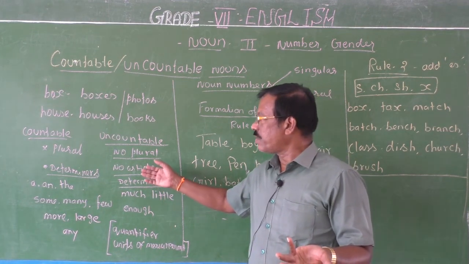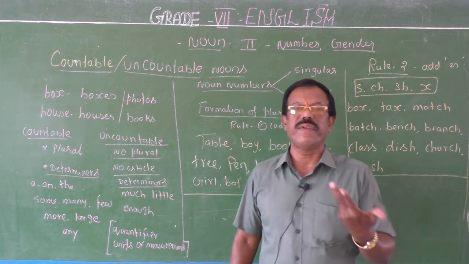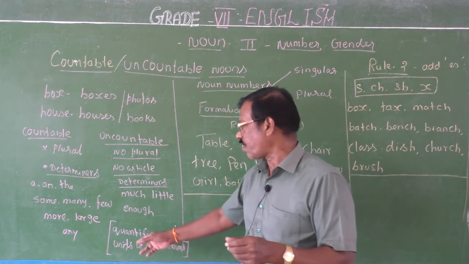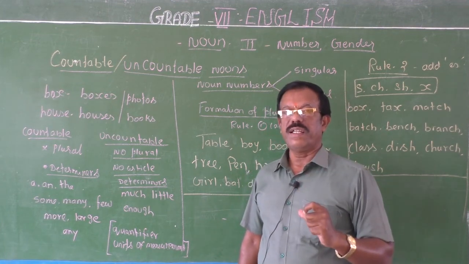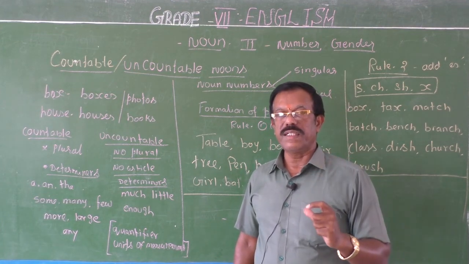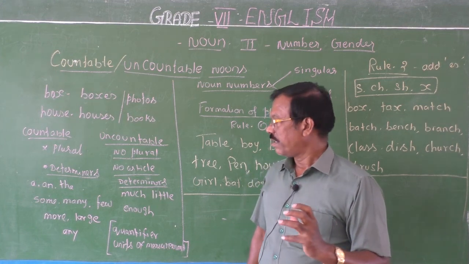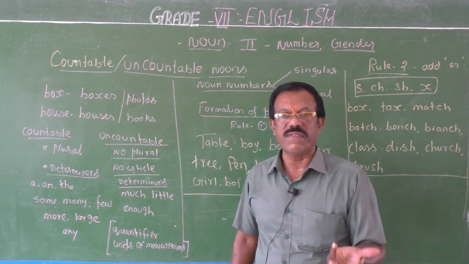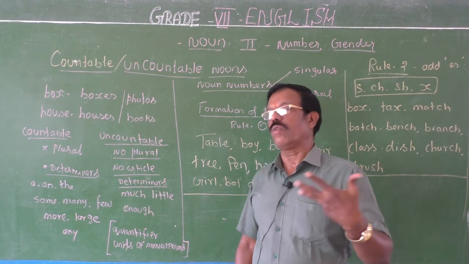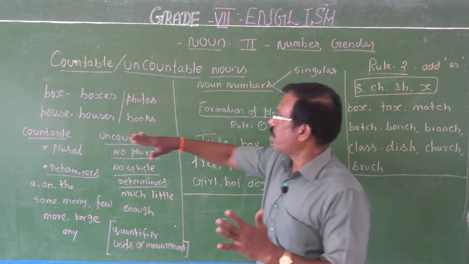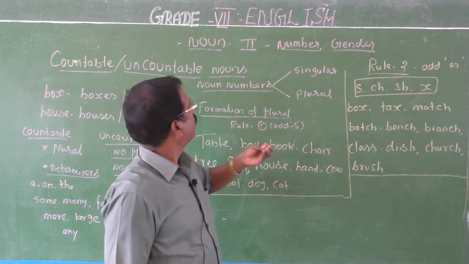And for countable nouns, the quantity can be expressed simply, but how can we express the quantity of uncountable nouns? By using quantifiers. As I told you, a liter of oil, a cup of tea, a bottle of milk, a cup of milk, a plate of rice. Much knowledge, little knowledge is always dangerous. I had enough rice, I had enough meals, like that. Okay, fine. So based on these things, next, I am going to explain noun numbers.